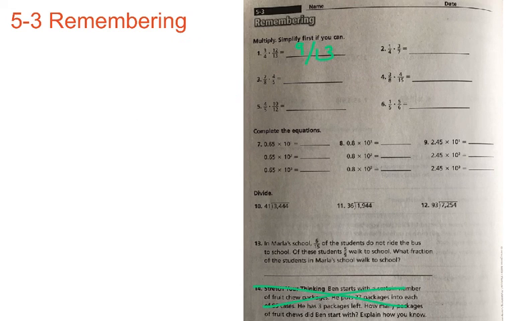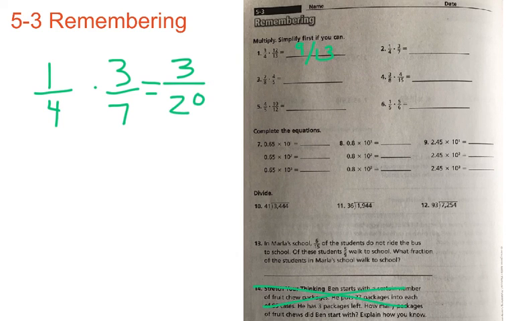Number 2, we have 1/4 multiplied by 3/7. And this is one where we can look at 1 and 7 and we cannot simplify, and 3 and 4 we also cannot simplify. So this is one where you're going to just multiply straight across. 1 times 3 is equal to 3, and 4 times 7 is equal to 28. And you cannot reduce, so your answer is 3/28.